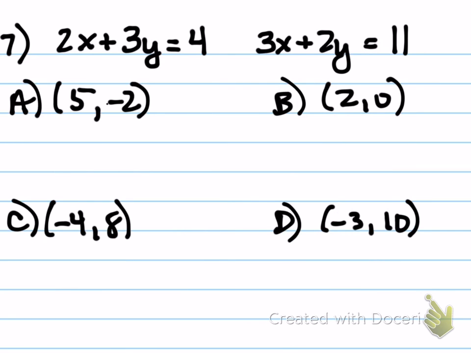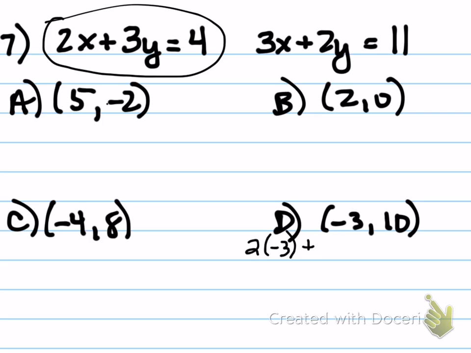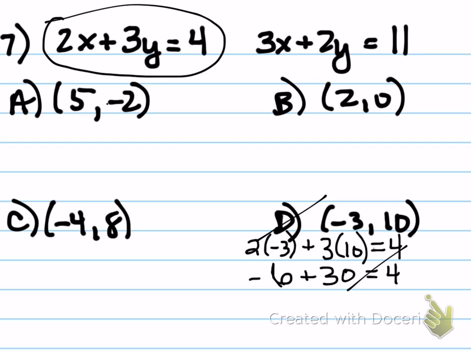Number 7, why don't we try going backwards this time, since D has been the answer on the first few. So the first equation says 2 of the first number plus 3 of the second. So 2 of the first number is 2 times negative 3, plus 3 of the second number is 3 times 10, and we're hoping this equals 4. Well, we get negative 6 plus 30. Definitely not equal to 4. D is out this time. Just our luck. Let's try C next.